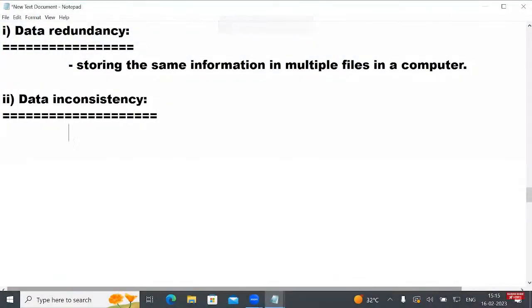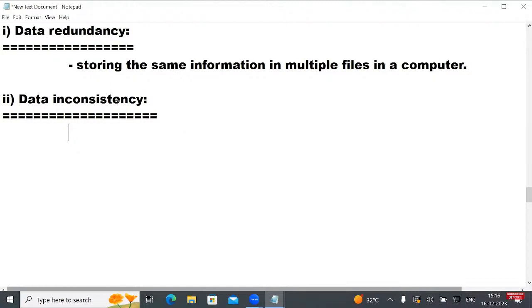If you change data in one file, the corresponding data in the second file will not be changed. Only one file can be changed, but the same data where it is will be saved. Those other files cannot be changed. If it is not changed, then it is called an inconsistency.